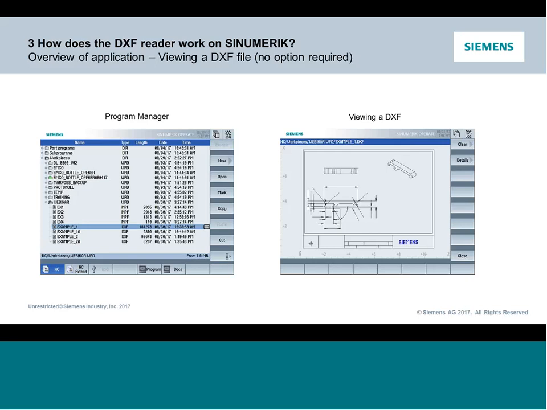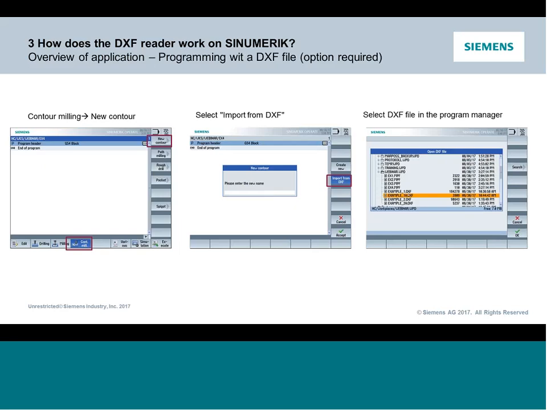But what you can do here is you can still get into the file. You can measure different features. You can check dimensional data. Maybe you have notes or setup sheet information and whatnot embedded into the drawing. So you still have quite a bit of functionality even without having the option. However, if you get the option, you can then start to use these drawing files inside of your part program.